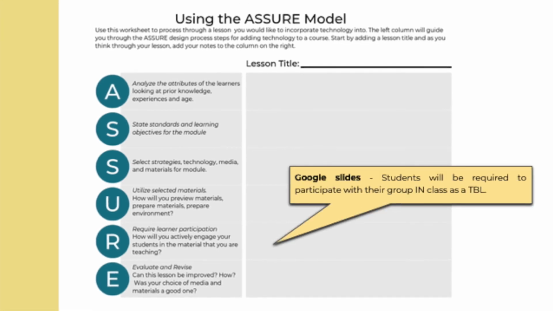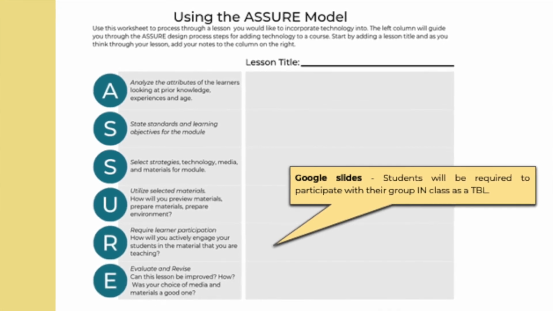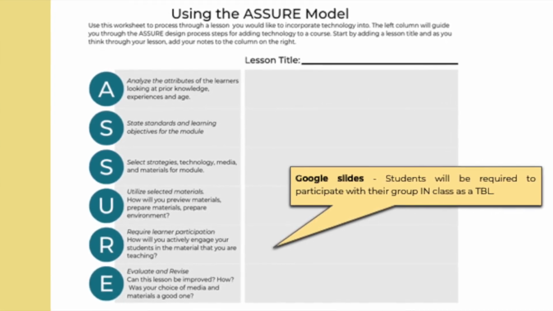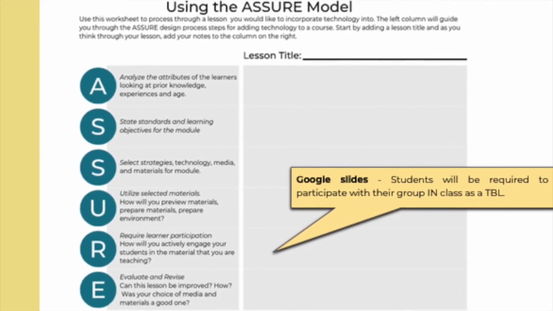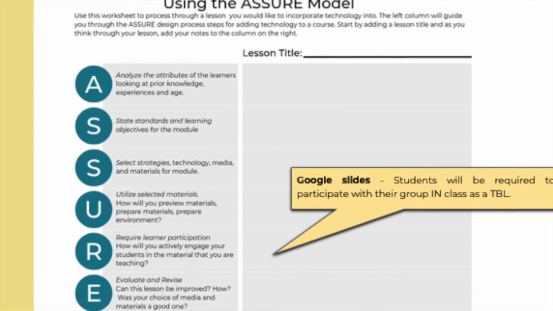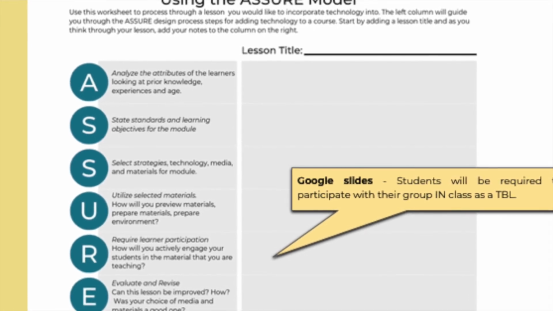For the fifth step of the Assure model, we want to require our learners' participation and talk about how we're going to do that. In this case, Google Slides, students will be required to participate with their group in class as a TBL.